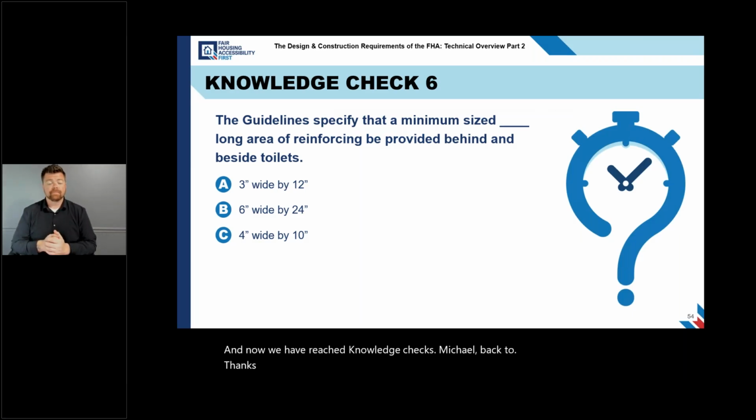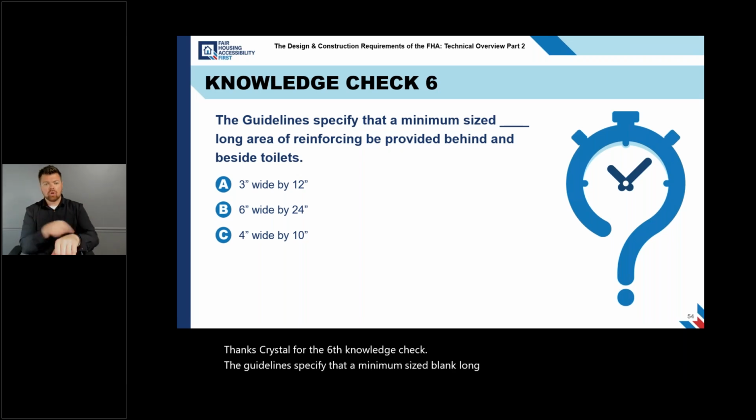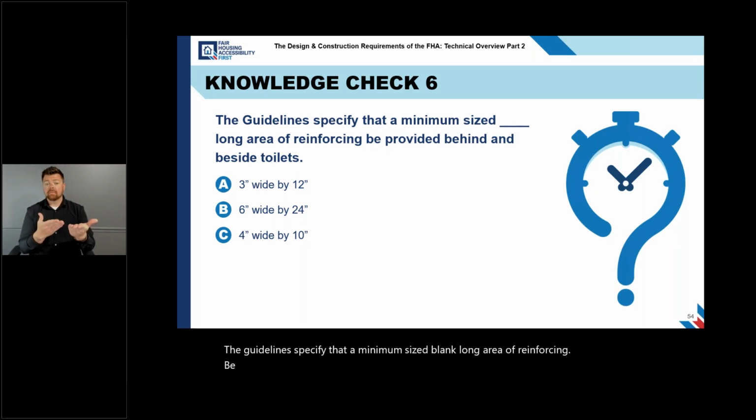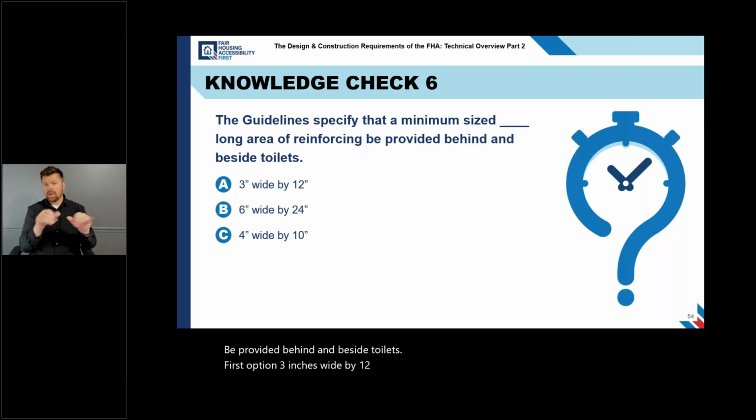Thanks, Crystal. For the 6th knowledge check, the guidelines specify that a minimum sized long area of reinforcing be provided behind and beside toilets. First option, 3 inches wide by 12 inches. Second option, 6 inches wide by 24 inches. And the third option, 4 inches wide by 10 inches.